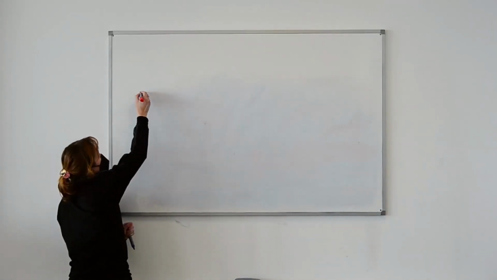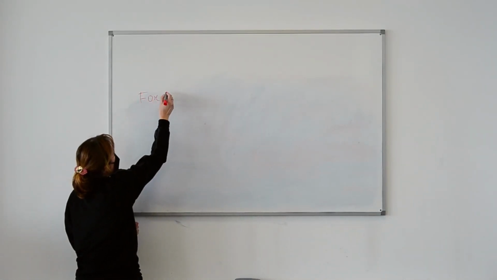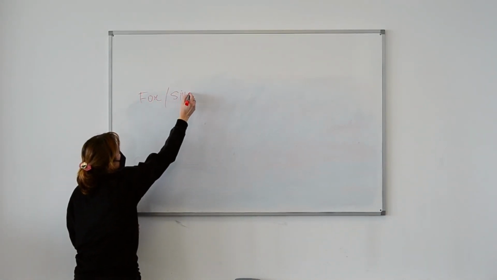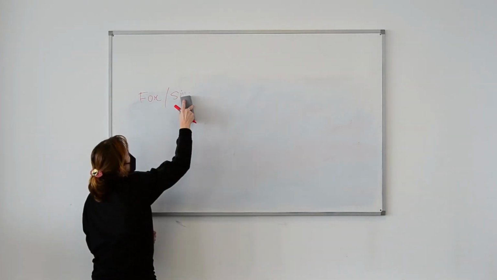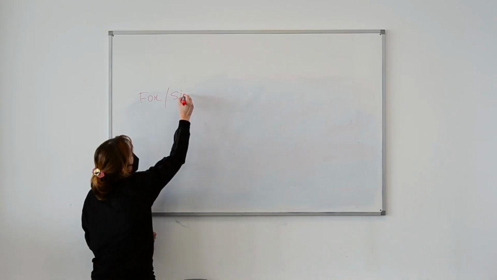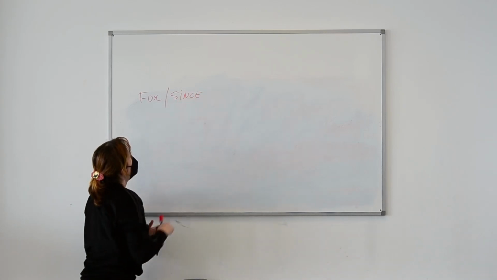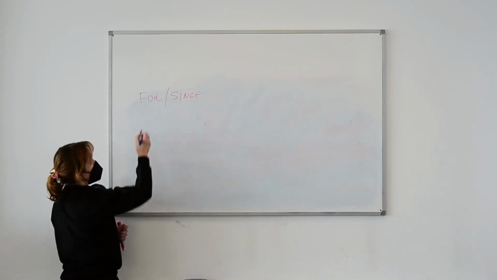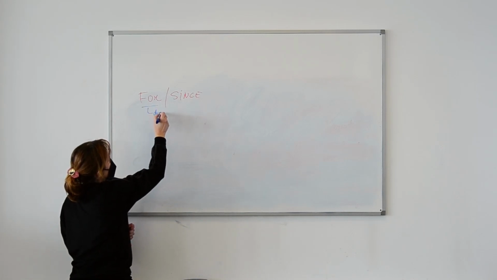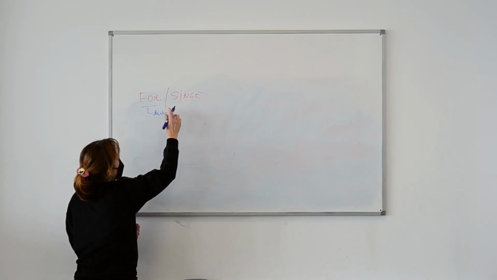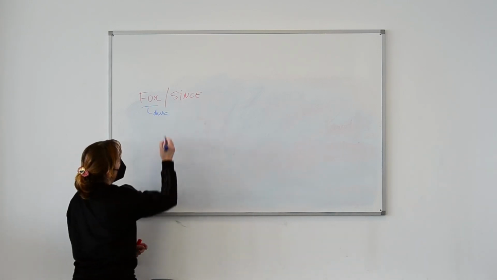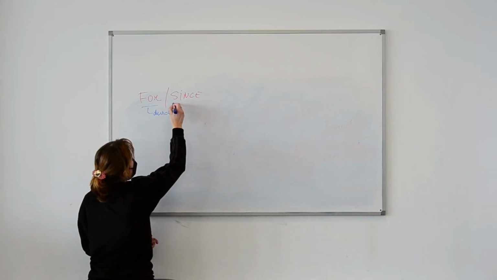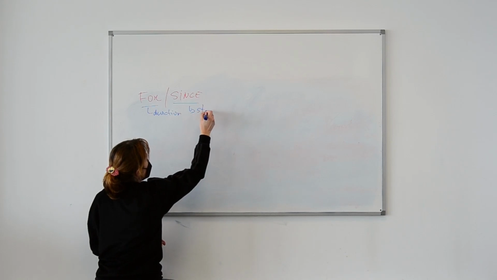Finally, we should pay close attention to the difference between for and since. Since, okay? For means durante, it indicates duration. And since refers to a starting point.